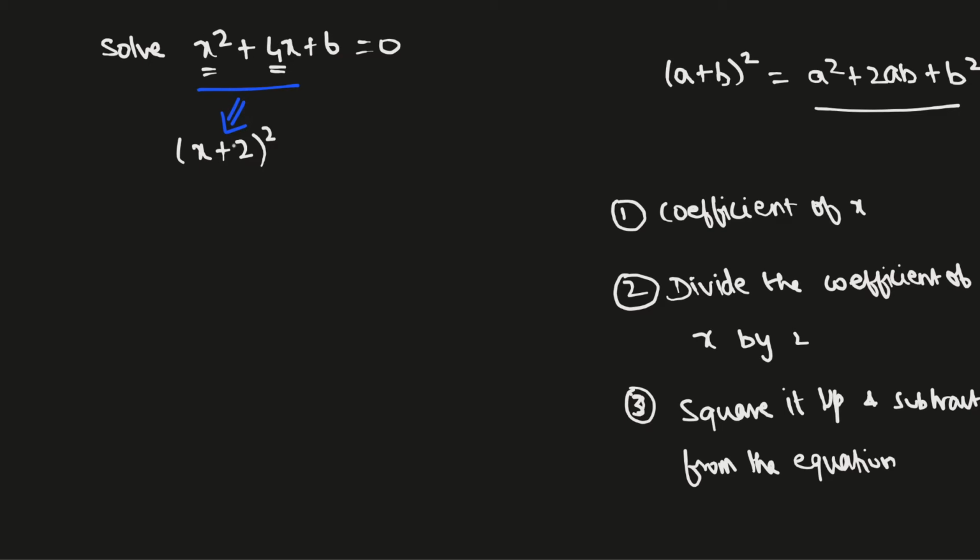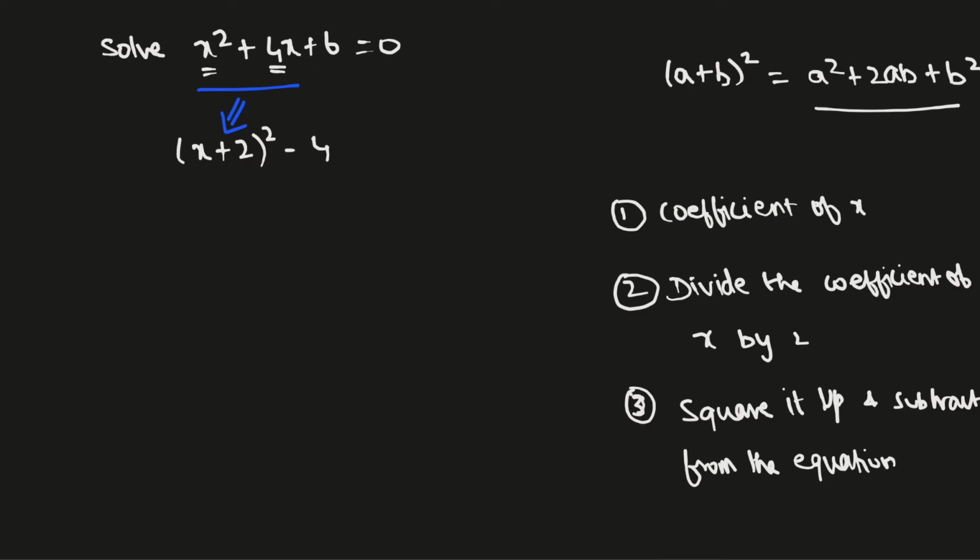So now we have (x plus 2) whole square. The third step is to square it up and subtract from the equation. We are going to square this number: 2 square is nothing but 4, and I'm going to subtract it from the equation. Now I have converted x square plus 4x into (x plus 2) whole square minus 4. If you want, you can check this by substituting, but I'm not going to do it in this video. I'll do it as part of the checking process.